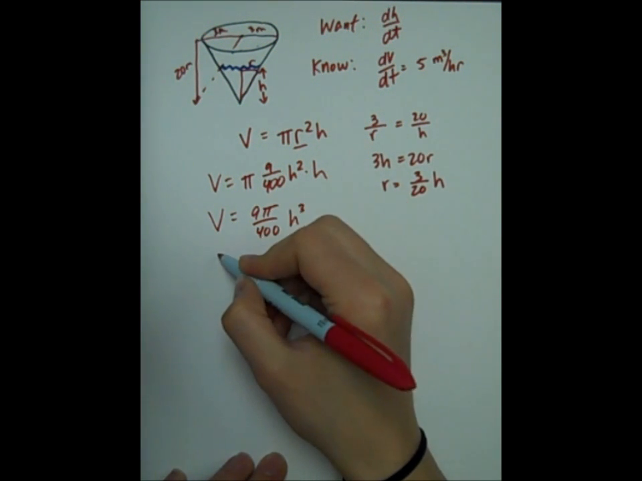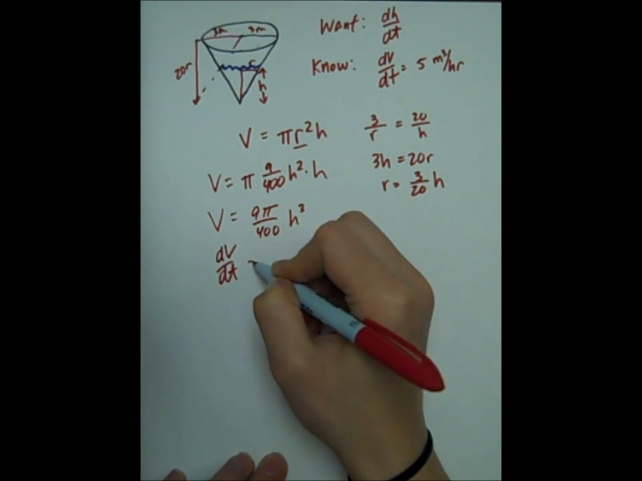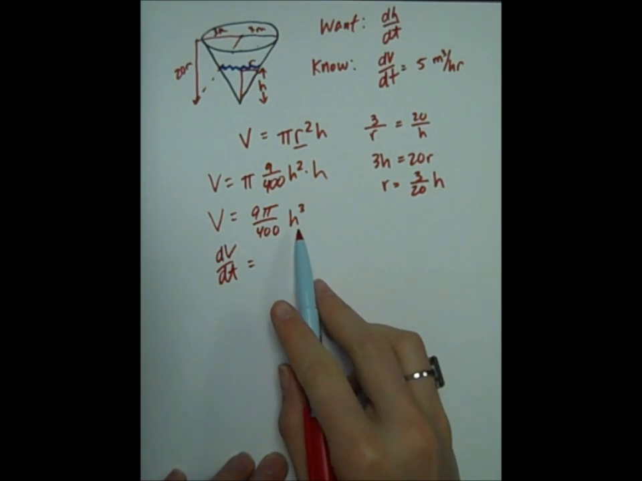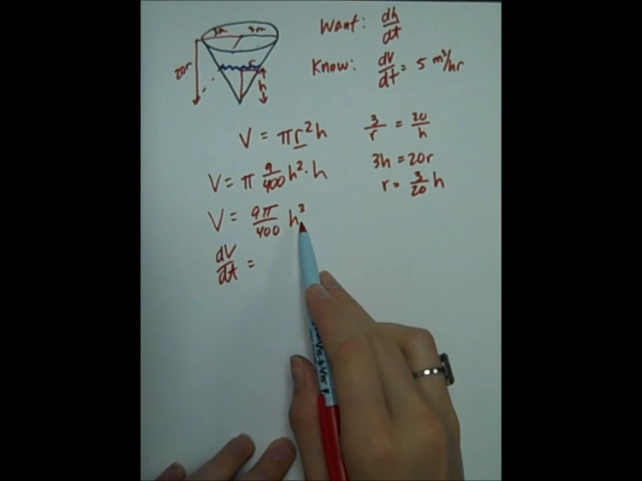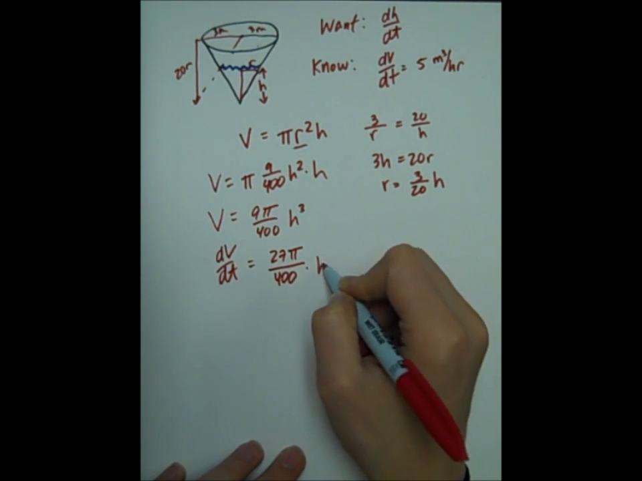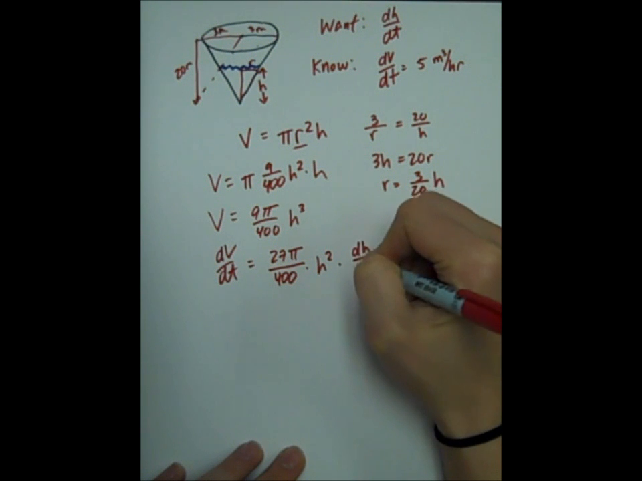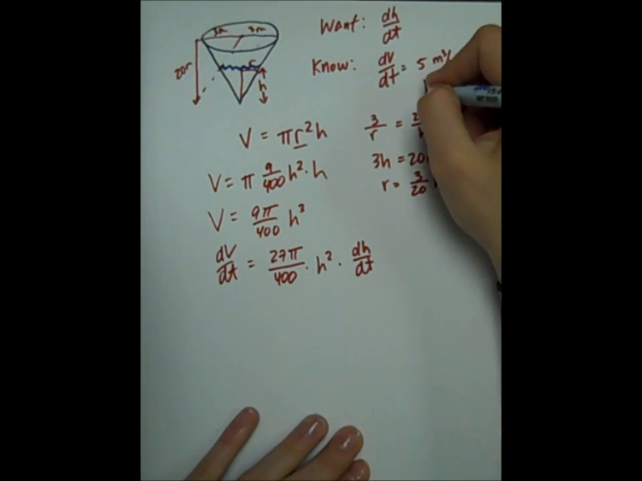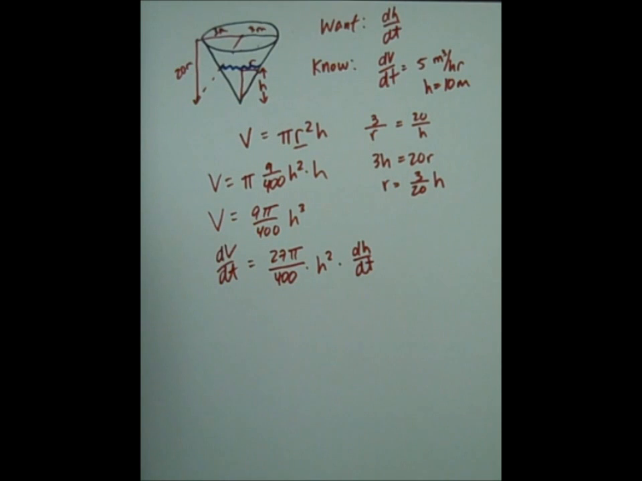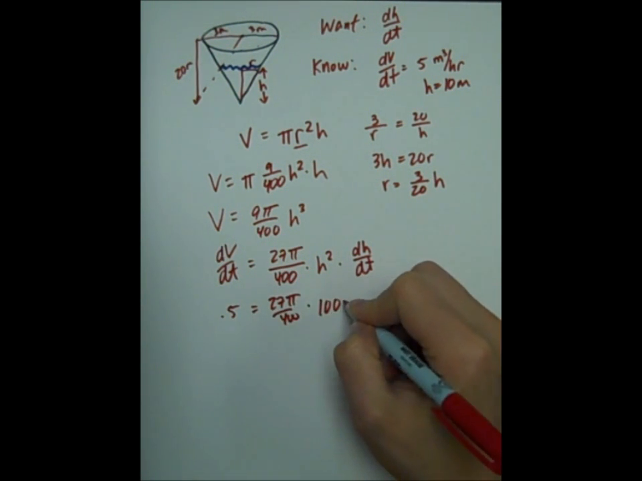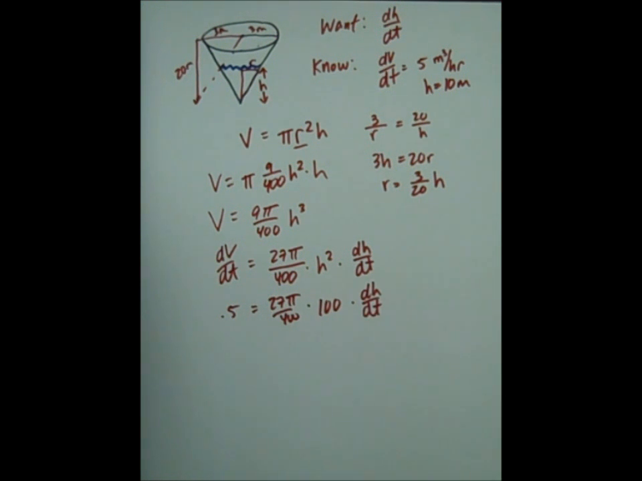The left hand side, derivative of volume, is dV/dt. And now what about on this side? Well, remember that h is a function, h is not my variable, so I'm going to have to use the chain rule. This will give me 27 pi over 400 times h squared times dh/dt. Oh, we didn't write this. In the original given part, they told us that the height of the water is 10. Now just plug in everything. So 0.5 is 27 pi over 400 times 100 times dh/dt, and let's solve for dh/dt.